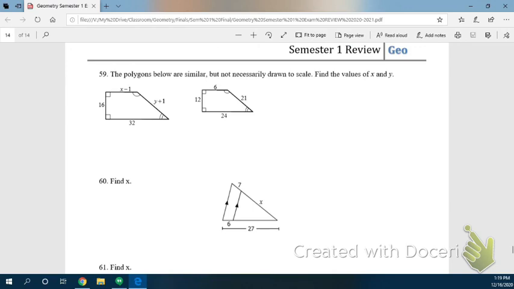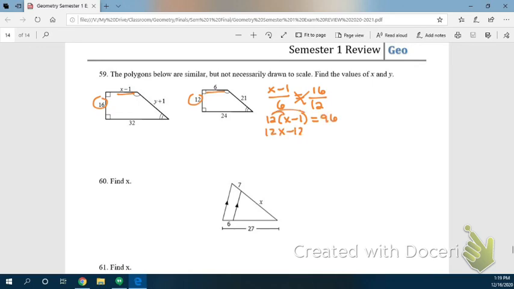Last page, 59. We have these similar polygons. We're wanting to find x and y. When I set this up, I'll have x minus 1 over 6, because those go together. And then you need to use one of your other values as a scale. So I'm going to use 16 and 12. When I cross multiply, you want to make sure you're very careful to distribute whenever you have expressions. 16 times 6 is 96.